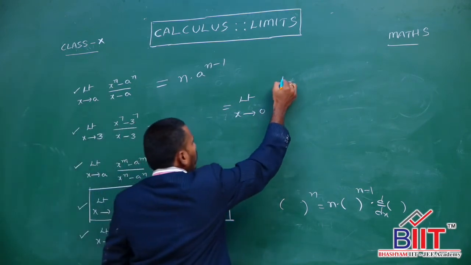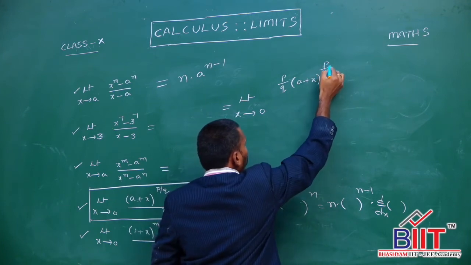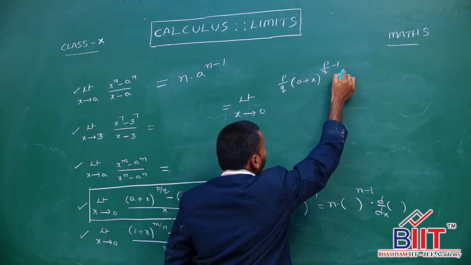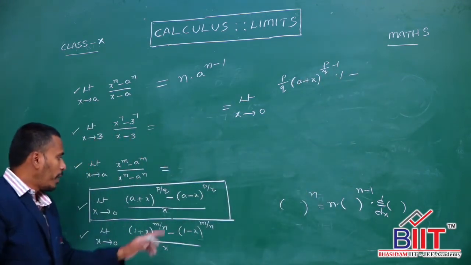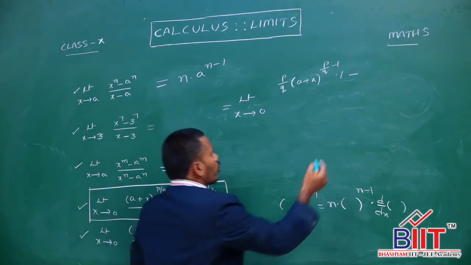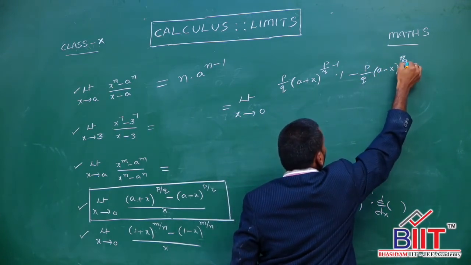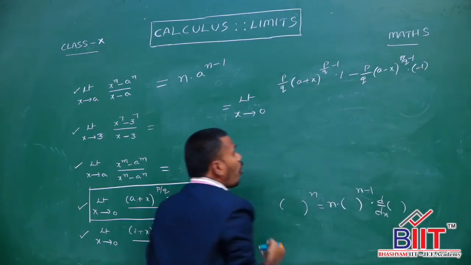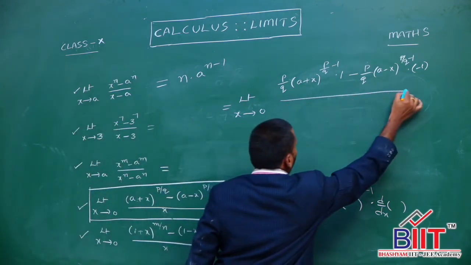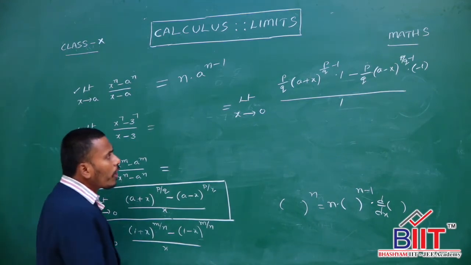So, its derivative is p by q into a plus x to the power p by q minus 1 into the derivative of this something. For a it is 0, for x it is 1, so take it as 1. Minus, again the same format, something to the power n, which is p by q. So, minus p by q into a minus x to the power p by q minus 1 into the derivative of a minus x. For a it is 0, for minus x it is minus 1, divided by the denominator x and its derivative is 1.